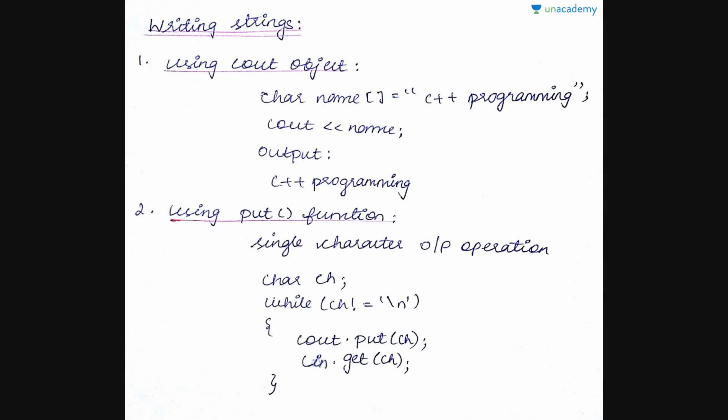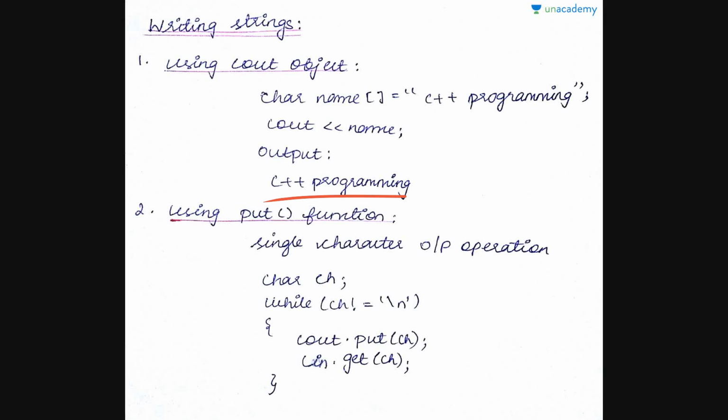Let us see how the strings are being written. Like we saw how the strings are being read, let us see now how the strings are being written. Similar to C, you'll have the cout object. You're very fond of that statement, cout. Here we have char name, which is holding C++ programming. Once you just write cout name, the entire thing the name is holding is getting printed. So that is the cout object.